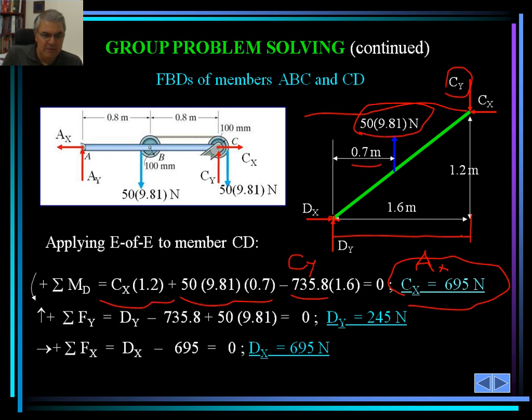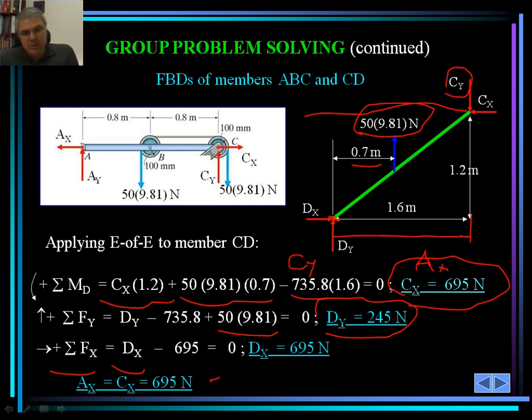Then the summation of forces in y, we set that to 0. As such, D sub y minus 735.8 plus 50 times 9.81 is 0. As such, D sub y would be 245. Summation of forces in x is 0, so D sub x minus 695 is 0. D sub x would be 695 Newton. And as I just mentioned, since A sub x and C sub x were equal, A sub x would be 695 Newton. That's pretty much the solution to our group problem solving.